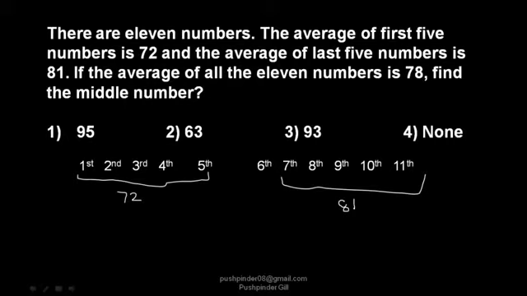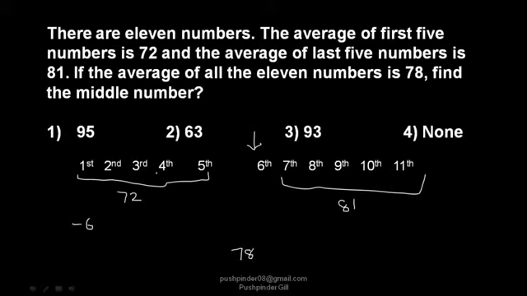And he has given you that the average of all the numbers is 78, and you have to just find the middle number. Now if you can very well see, every number here on an average is 72. Every number over here on an average is 81. Now you tell me, how far is 78 from 72? It's -6, isn't it? It's 6 behind.